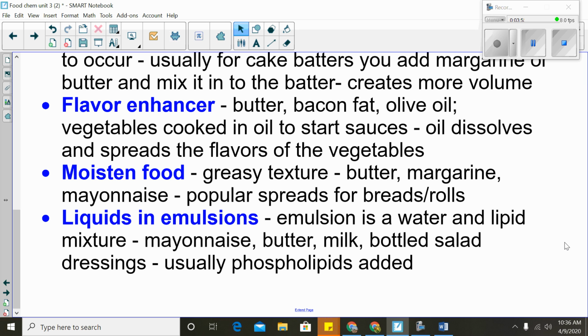Lipids tend to moisten food because they have a greasy texture, like butter, margarine, mayonnaise. These are popular spreads for breads or dinner rolls. Lipids in emulsions: you can often add something like a phospholipid, we talked about this earlier, to an emulsion. And an emulsion is a water and lipid mixture like mayonnaise, butter, milk, bottled salad dressings, right? So like your salad dressings, you often have to shake them. Mayonnaise, you may have to mix it around before you spread it because oil and water don't like each other. So if you add a phospholipid, it would reduce that separation just a little bit.